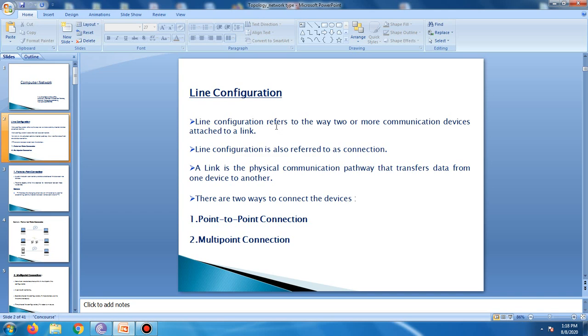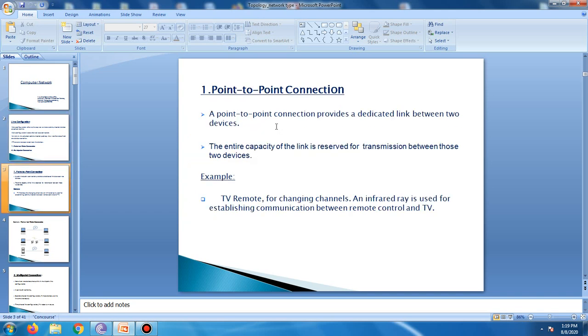A link is the physical communication pathway that transfers data from one device to another. There are two ways to connect the devices. First one, point to point. A point to point connection provides a dedicated link between two devices.